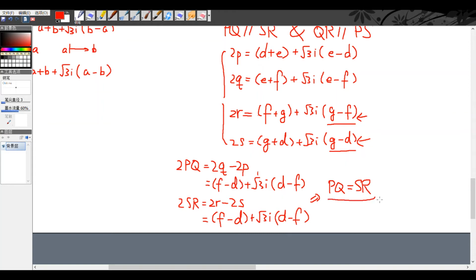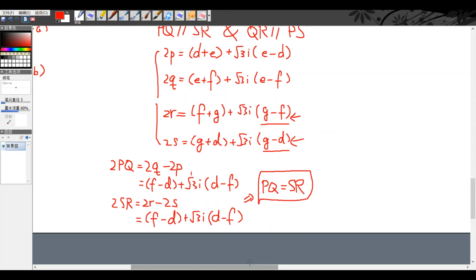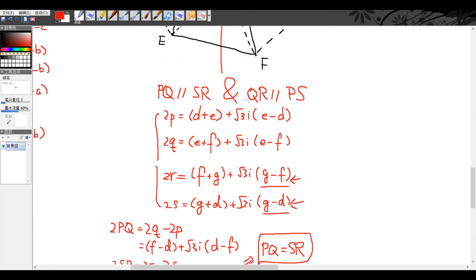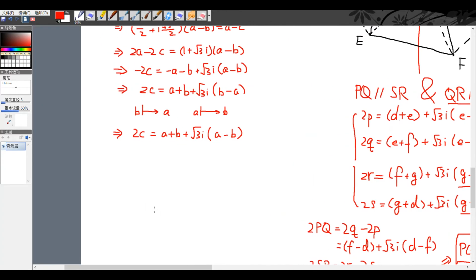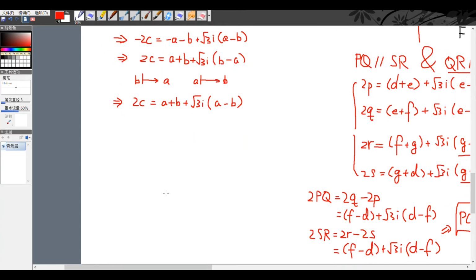So these two complex numbers should be parallel. And similarly, you can prove your QR is parallel to PS in a similar way. So right here we have 2QR equals 2R minus 2Q. So what is 2R minus 2Q?